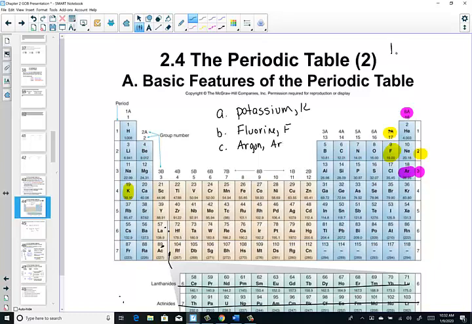Letter D, this one reads a main group element in period 5, group 2A. Period 5, group 2A, well that's strontium. Letter D is the element strontium with the symbol Sr. Period 5, group 2A.